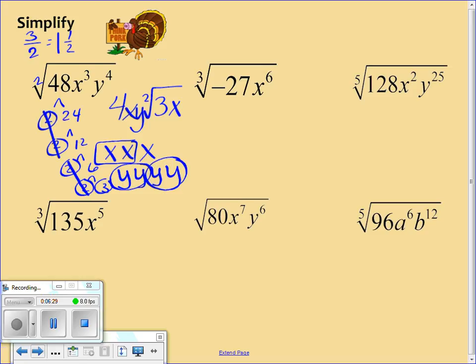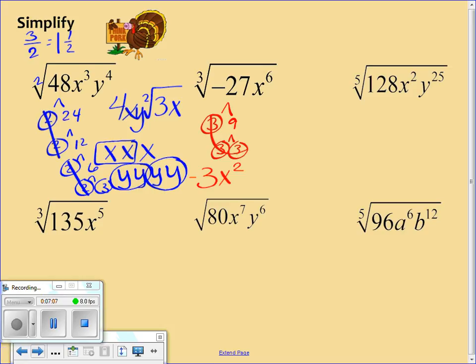Let's look at the next one. Cubed root of negative 27. Is that pretty? Let's hold off on the negative for a minute. So 3 and 9, and 3 and 3. Do you have a group of 3? The cubed root of 27 is 3. You guys know that, right? Group of 3, so it comes out. It is negative because there's a negative inside there. It's not an i because it's an odd root. No i.